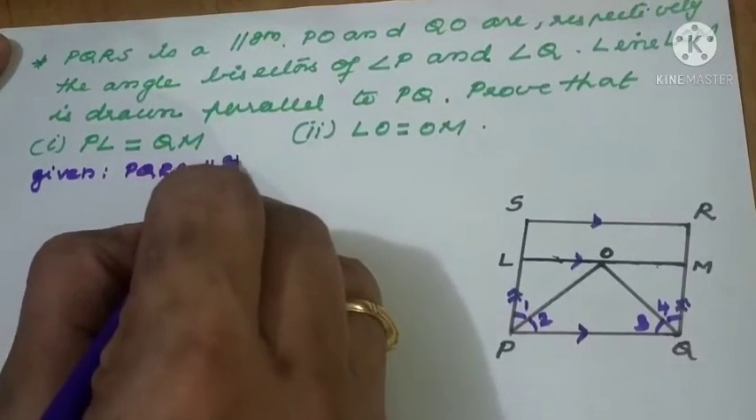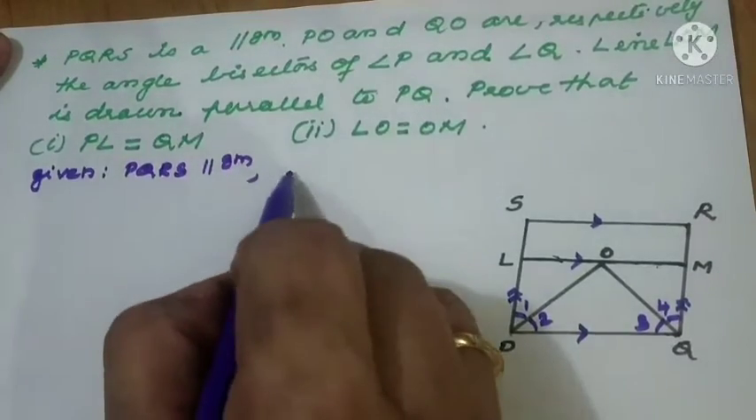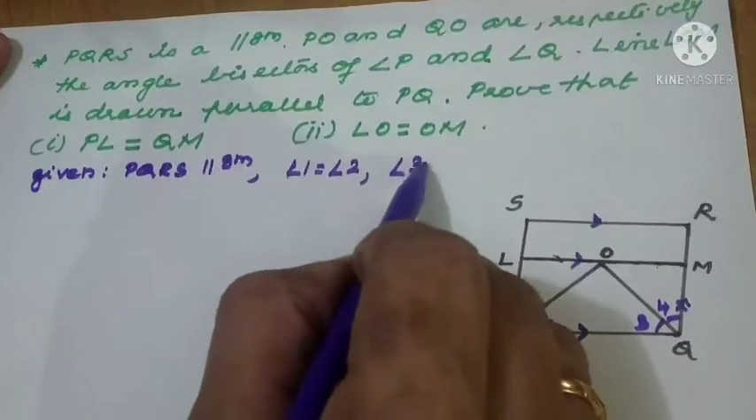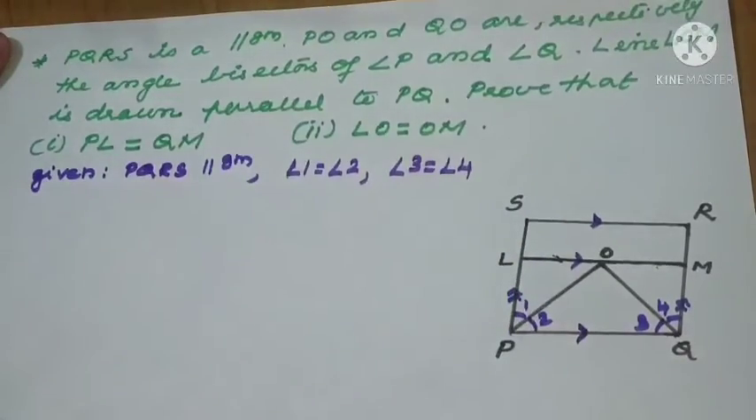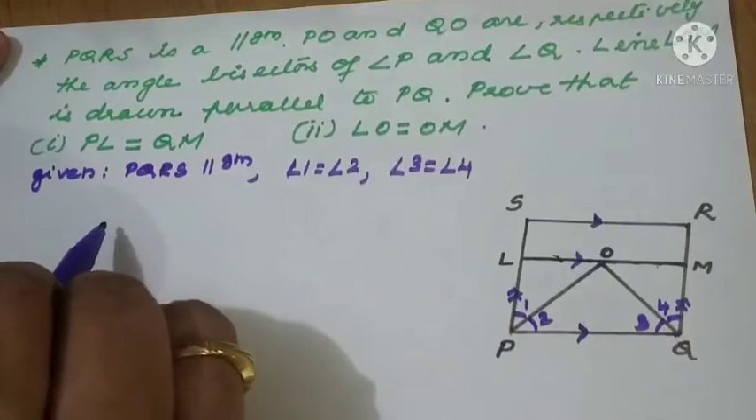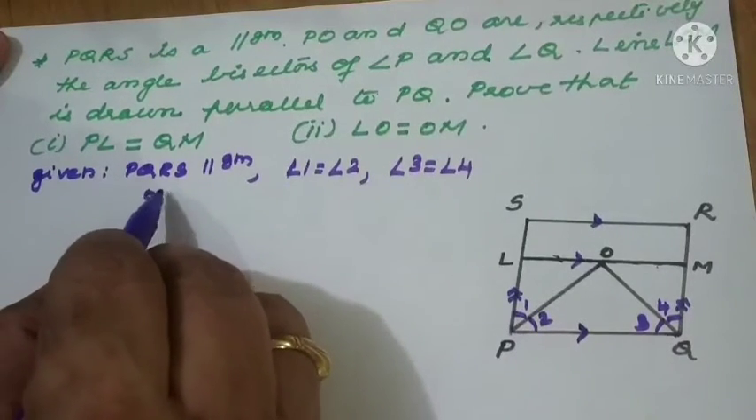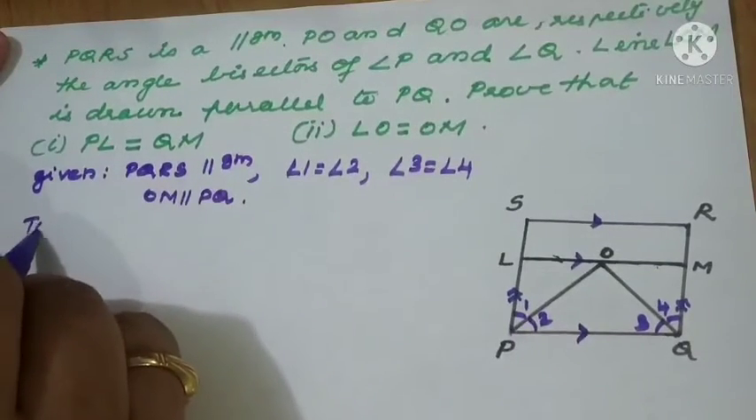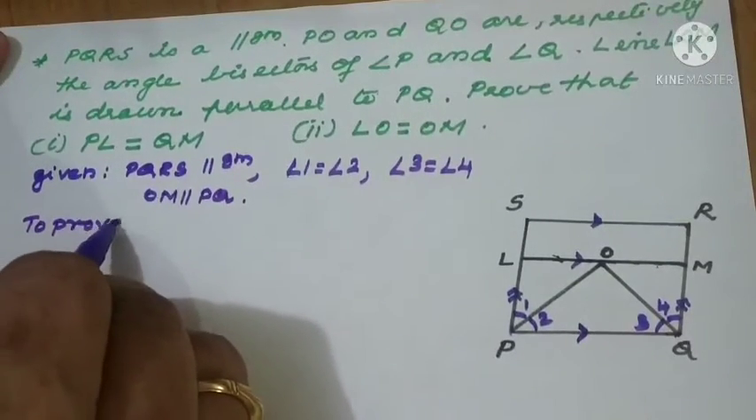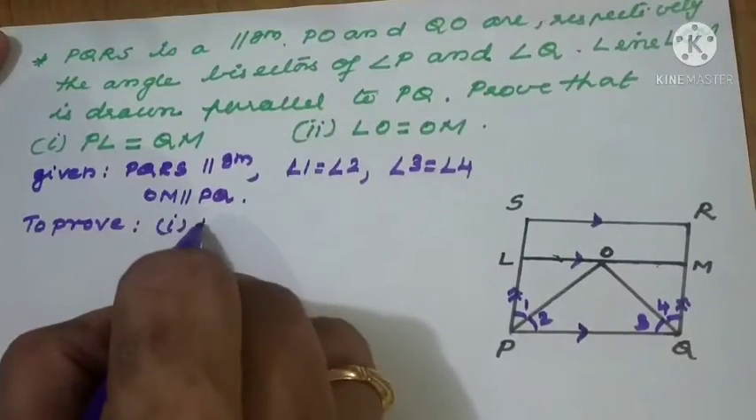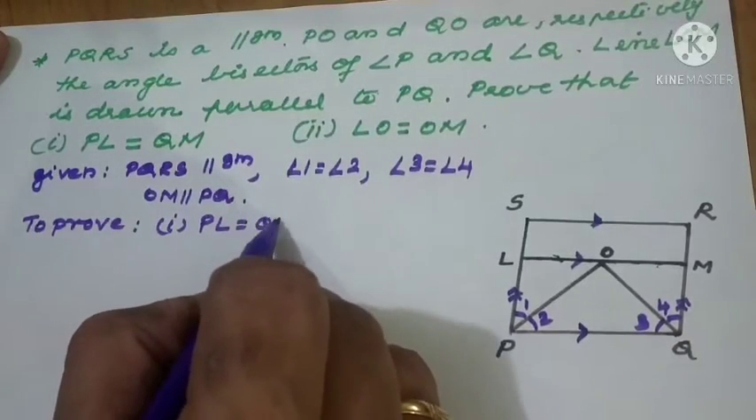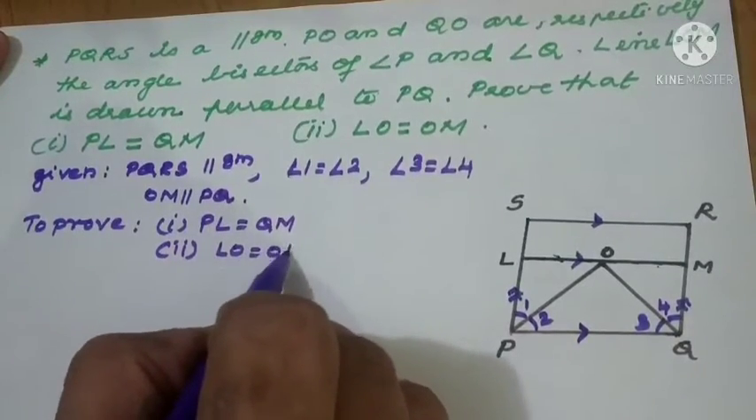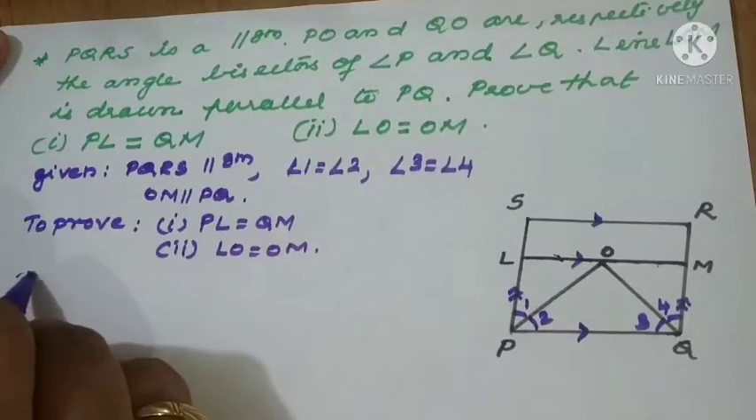PQRS is a parallelogram, and from our diagram angle 1 equal to angle 2, angle 3 equal to angle 4 because of the bisectors. Now it is already given that OM parallel to PQ. Okay, we have to prove two cases: the first one is PL equal to QM, and LO equal to OM. Proof.